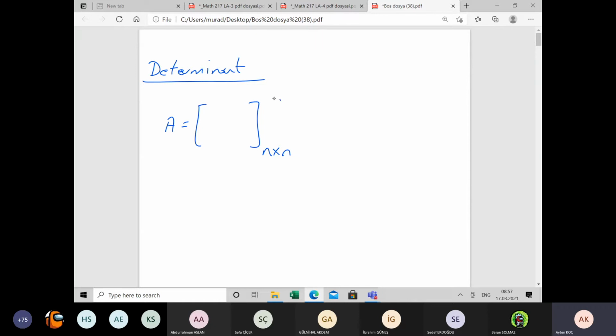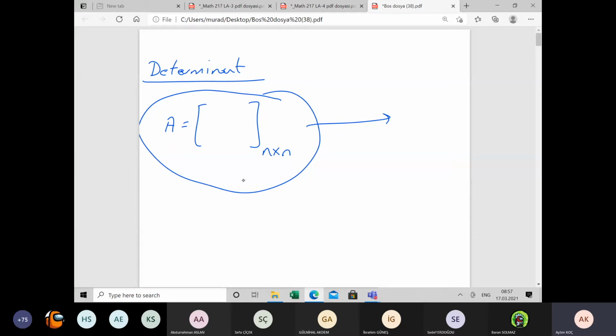The determinant of A takes the matrix and gives a number, a real number. Because our space is the real numbers, it's okay. Sometimes we consider complex numbers, but here in our lecture, we consider real numbers.